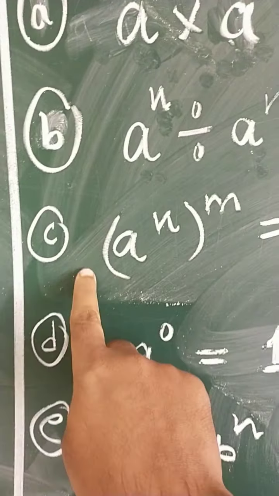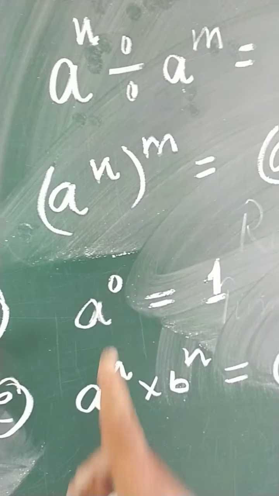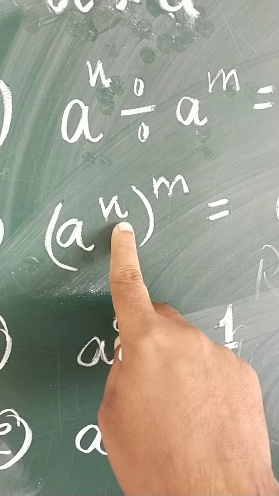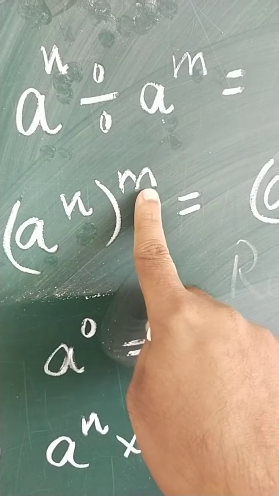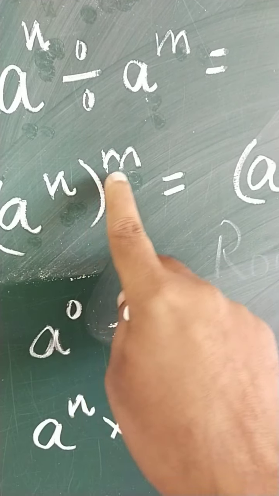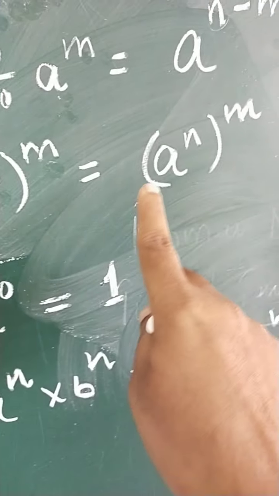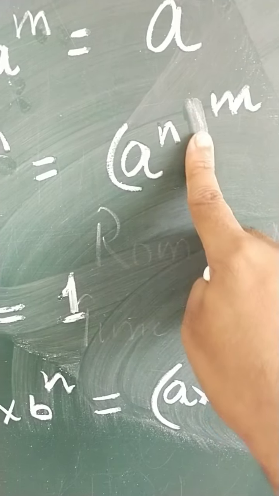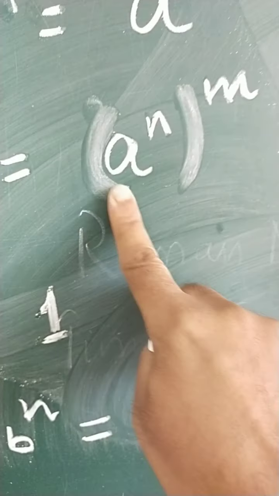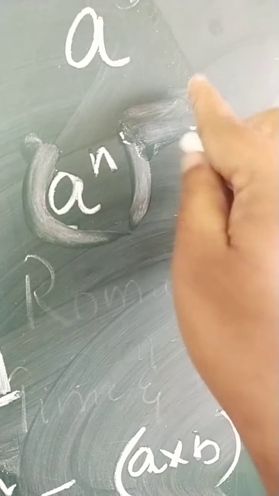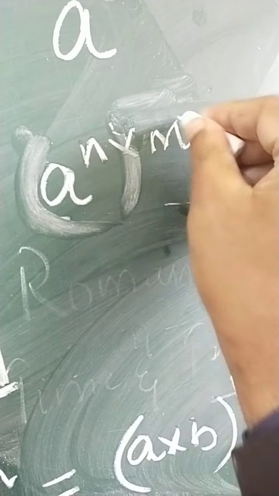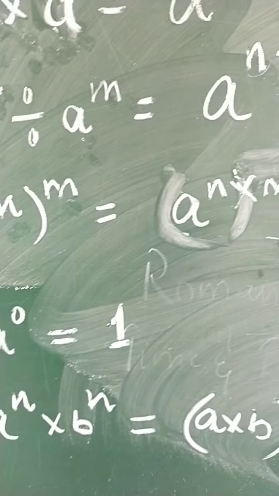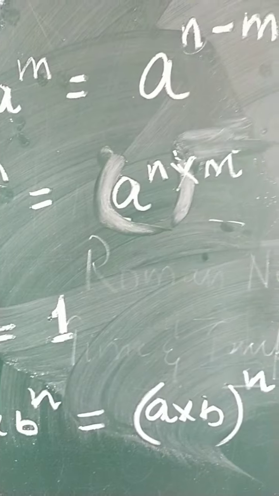Now the third law is also called the power law, because you can see that a base is already carrying a power, to the power again a power. If you see power to the power, what you have to do is multiply the powers. Sorry to write in this form, you have to multiply the powers, students. That is n into m. So you have to multiply the powers, n into m.